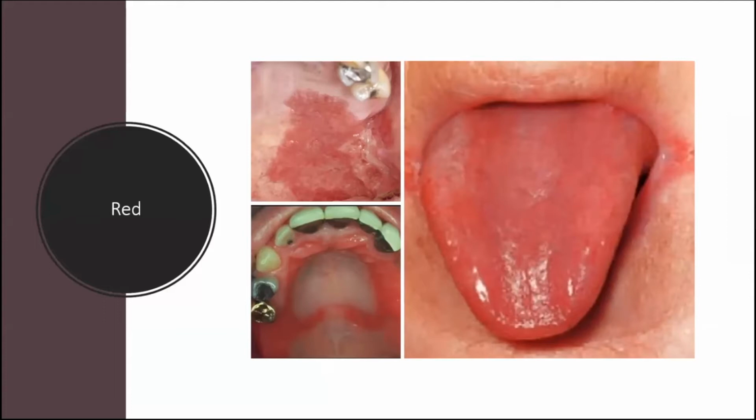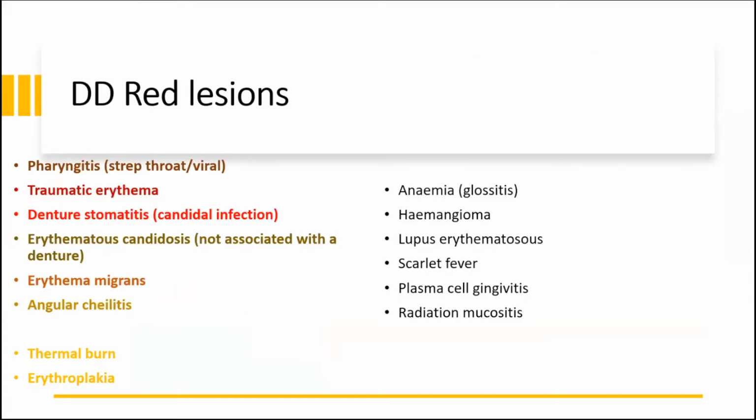So if we see red lesions now, pharyngitis is usually the most common reason, if we examine the far back of the mouth. If we exclude that, then we have traumatic erythema, so redness in the mouth basically because of trauma. Denture stomatitis, which is a candidal infection. Erythematous candidosis that is not associated with a denture presents on the palate in the exact same way. It's just that the person is not a denture wearer.